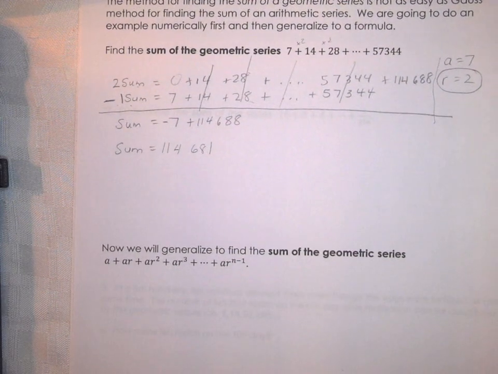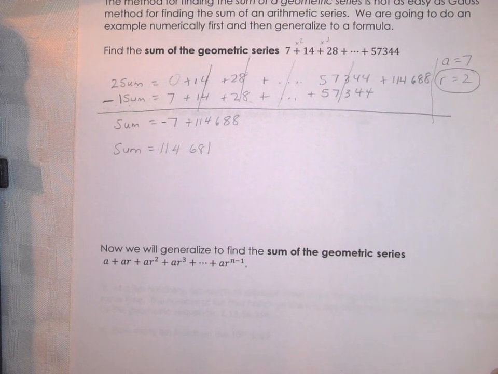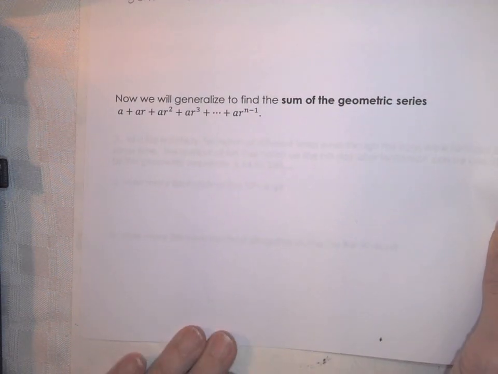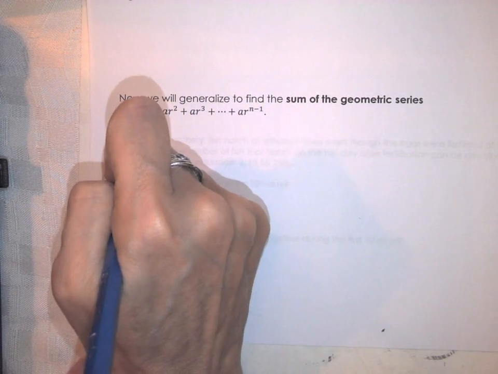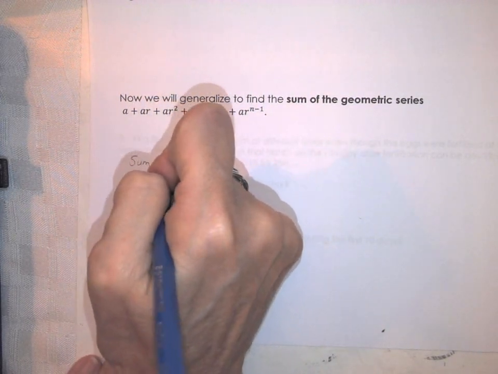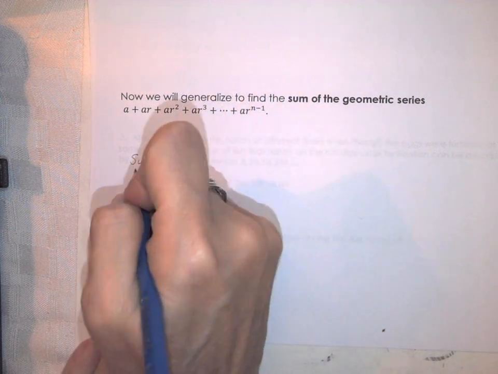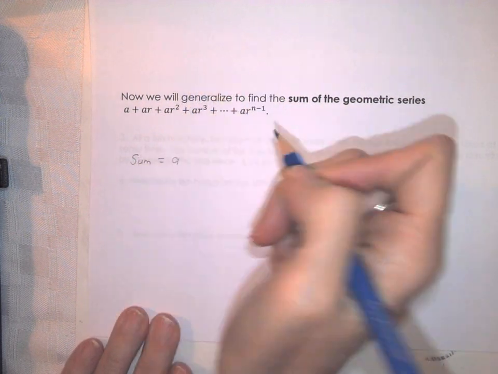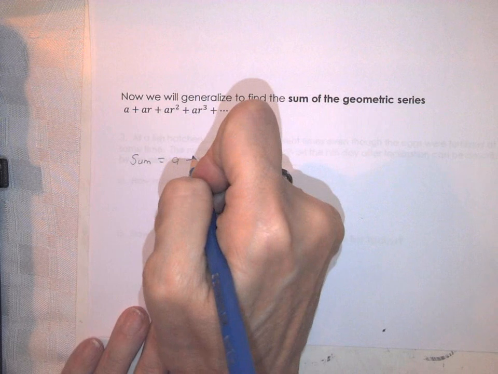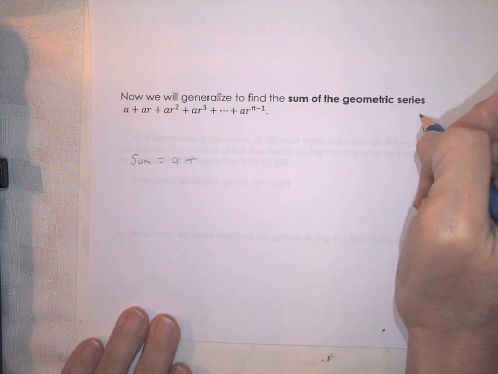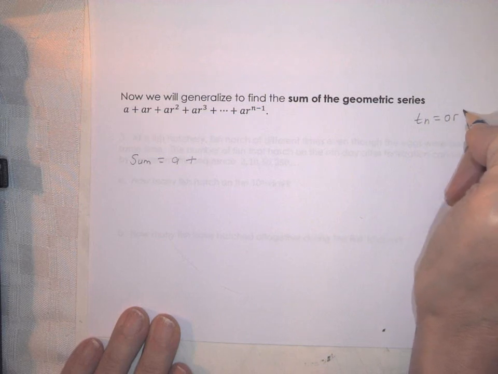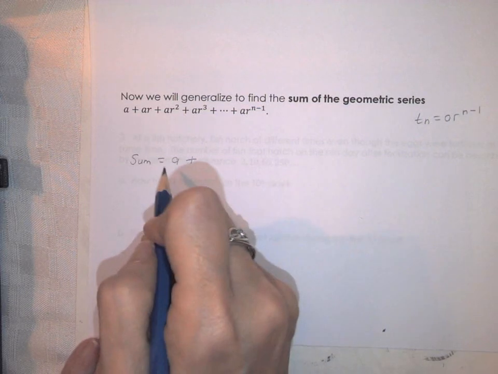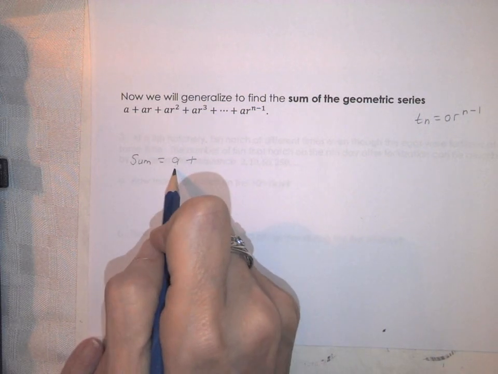All right, so now we're going to generalize this to find a formula for the sum of a geometric series. So again, leave some space on the top, and first I'm going to write the sum out as A, so the first term. The second term, remember terms in a geometric sequence are found by doing A times R to the n minus 1. So A would be the first term.